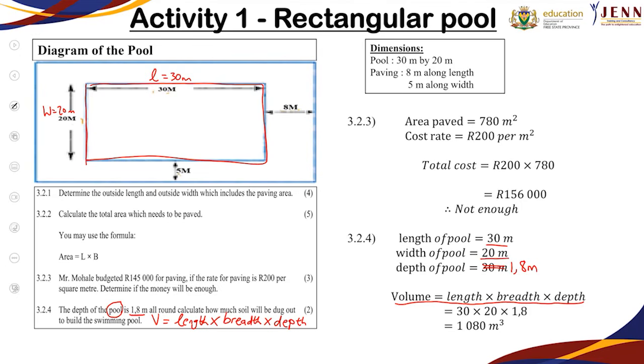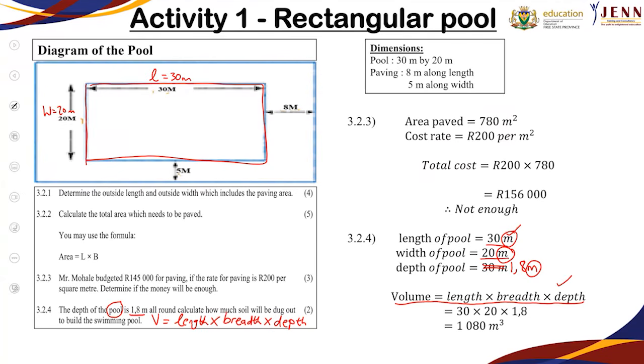So I put my formula down. Now the condition for substituting into the formula is that my units must be the same. So we need to do a little bit of a check. Here, my length is in meter. My width is in meter. And my depth is in meter. Now I can use the formula.